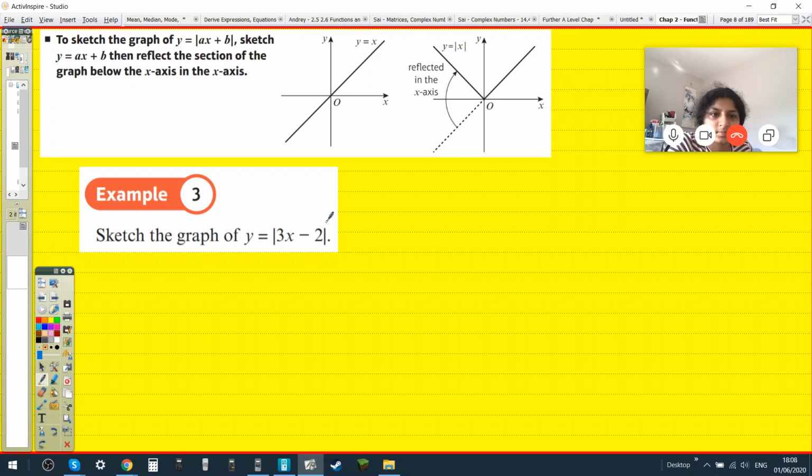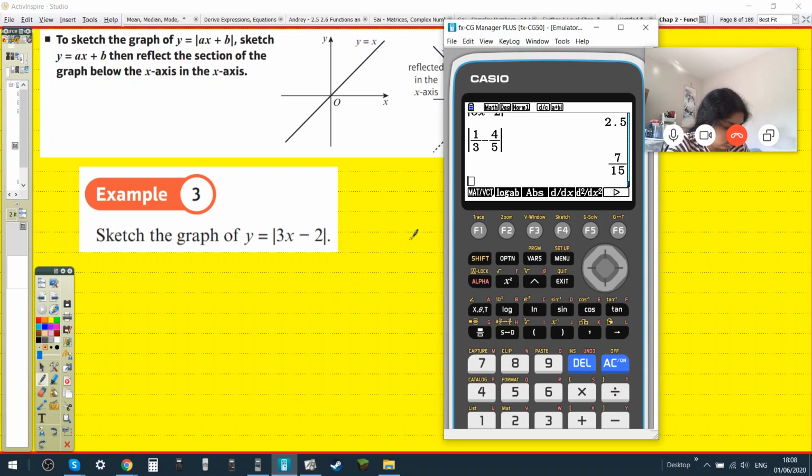Sketch the graph of modulus 3x minus 2. So basically the positive y coordinates are fine. It only affects the negative y coordinates. They become positive. And so instead of it being, let's say, -3 minus 3, it becomes -3 plus 3. A few different ways to do it. Let's graph it.